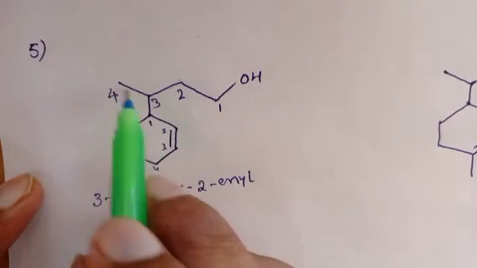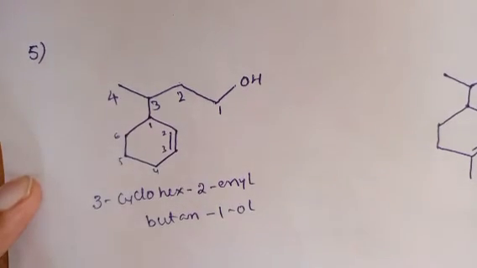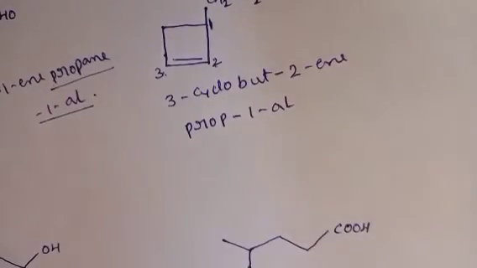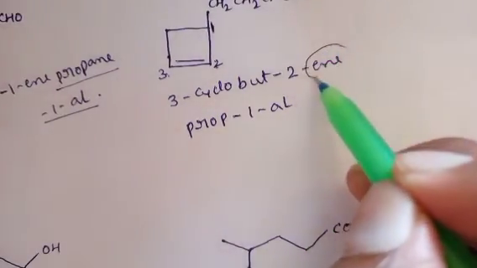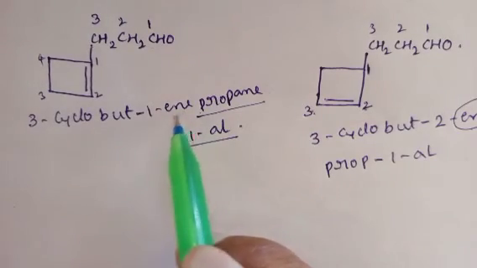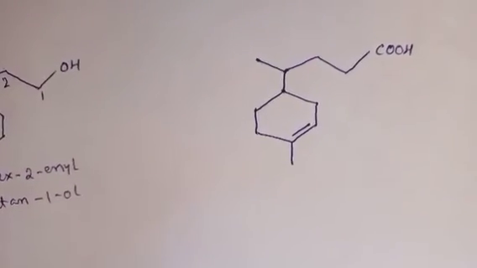Butane, because 4 carbons are present in the long chain. Butane-1-ol or butanol. This is ol because alcohol is present. Right. For these two examples also we can write like this: 3-cyclobutene, or also we can write enyl, 2-enyl. And here also 1-enyl, because it is like an alkyl part. Okay? Next example.